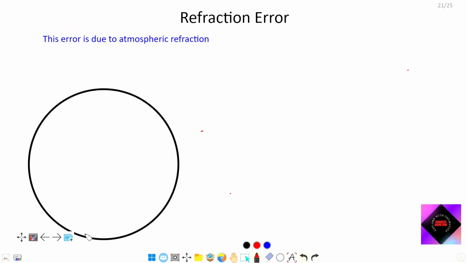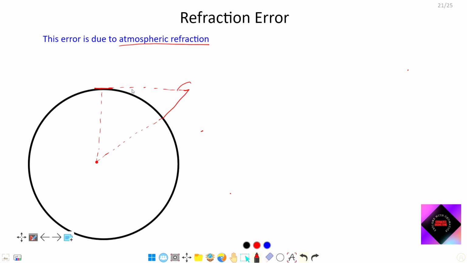This is curvature error. So this is the refraction error. Refraction error is because of atmospheric refraction. What happened? What we will see here is that this is again the center of the earth. This is our line of sight if we have placed an auto level here, and this is our reading. This is the error because of curvature.